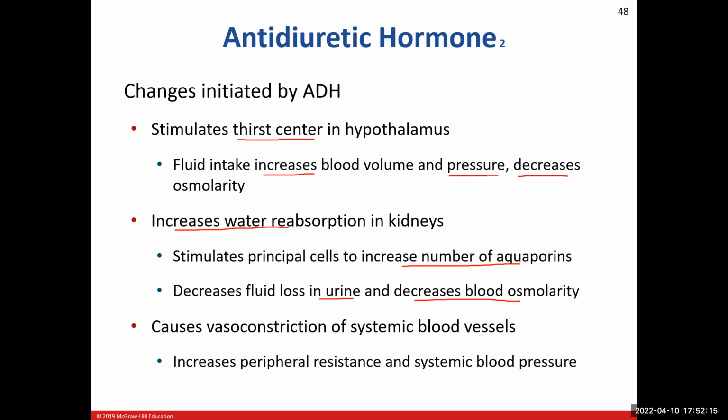And then finally, vasoconstriction within our systemic blood vessels. And since we're going to have increased peripheral resistance, that will increase our systemic blood pressure.